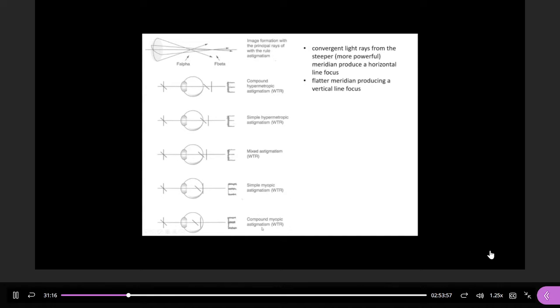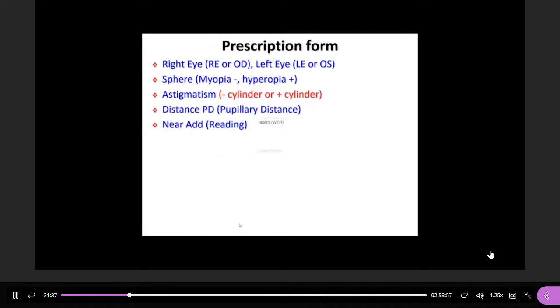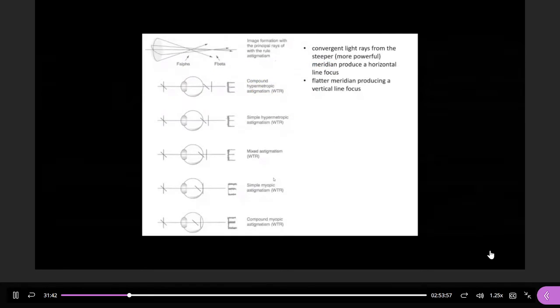And the compound myopic, because like this one is in front, and one is even worse. So both the vertical and the horizontal are myopic, but in the horizontal they have more power. So in the horizontal, they have more blur, right? So these are the different types: compound hyperopic, mixed astigmatism, simple astigmatism.